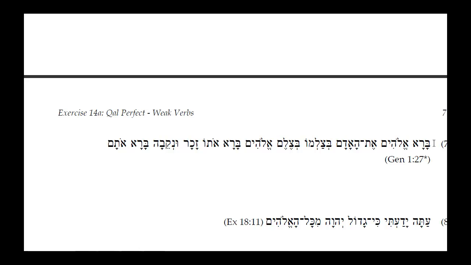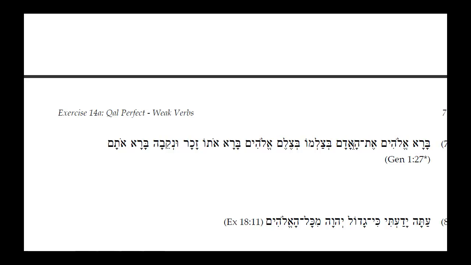Elohim, and God created man in his image. In the image of God, he created him. Male, zakar, and female, he created them. Okay. Bara is a Qal stem, perfect conjugation, third masculine singular, from bara, to create. Elohim is the subject of bara.